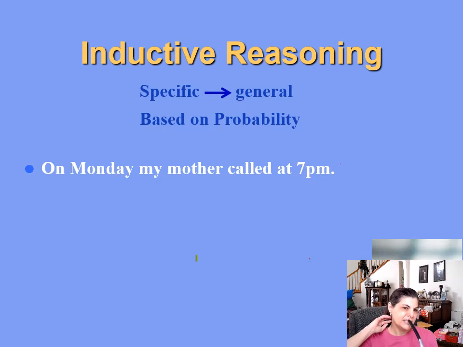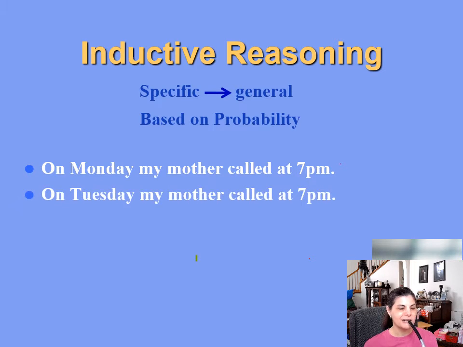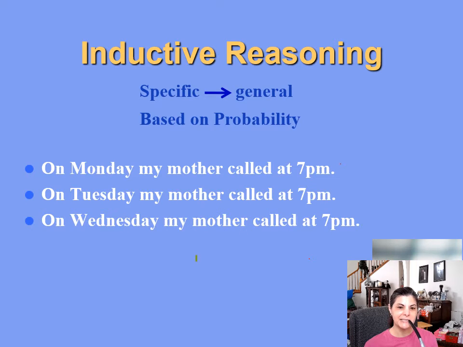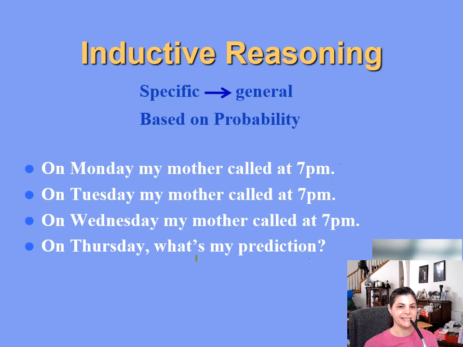Here's another example. Let's say on Monday night my mom calls me at 7 o'clock just to say hello. The next day, Tuesday, she calls me again right around 7. And then on Wednesday, sure enough, she's on time. She calls me at 7 o'clock. Thursday rolls around. Now if I predict that my mother is going to call me around 7 o'clock, I'm using inductive reasoning to make that prediction. So we do this every day. It's really not super complicated at all.